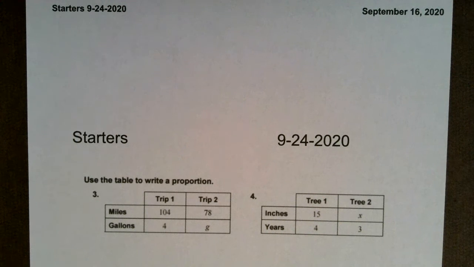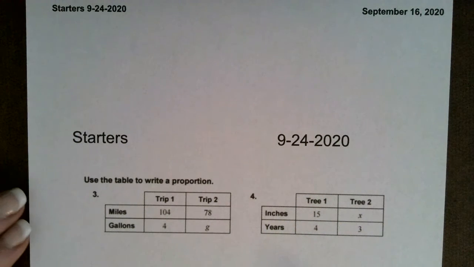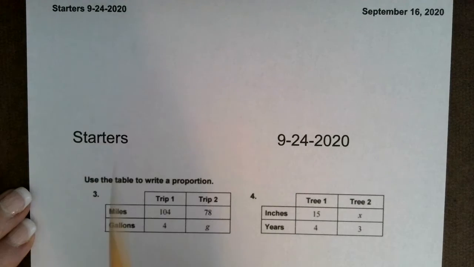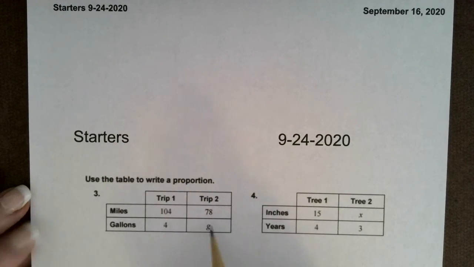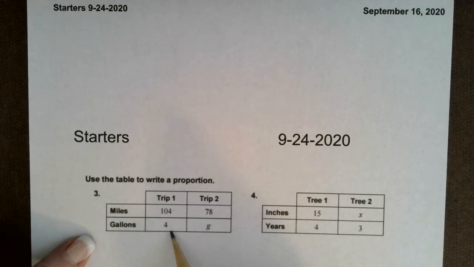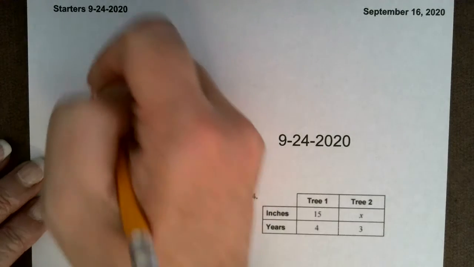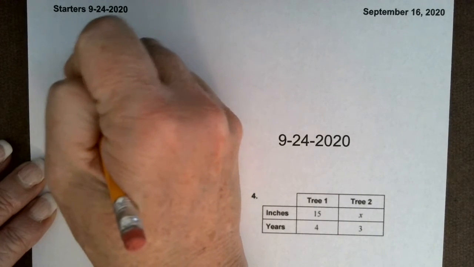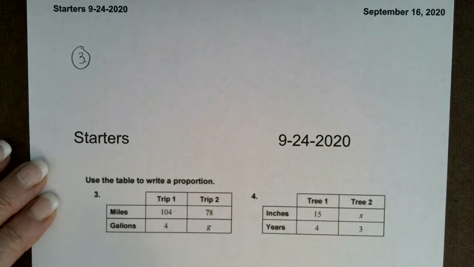Okay, here are the last starters for the week, and I realized again that I did not leave enough room, so I'm going to do my work for number 3 up here. So I've got 104 miles and 4 gallons for trip 1, and 78 miles and we don't know how many gallons for trip 2. So I'm going to take that information and I'm going to write a proportion.